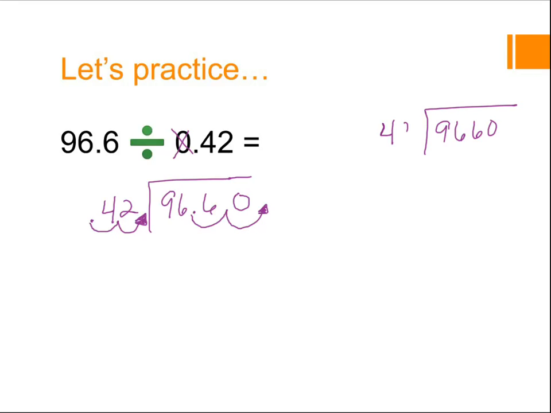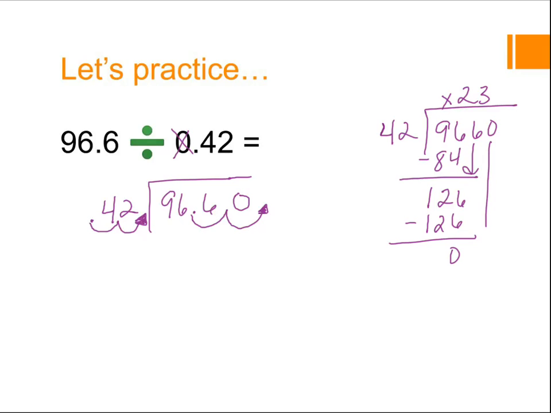9,660 divided by 42. Well, 9 can't be divided by 42. 96 divided by 42 would be 2, and that's going to give me 84. Then I'm subtracting and I get 12 and I bring down this 6. 126 divided by 42 is going to be 3. 3 times 42 is 126. Subtract and I have 0.